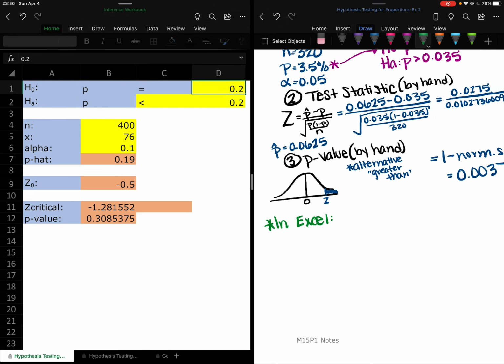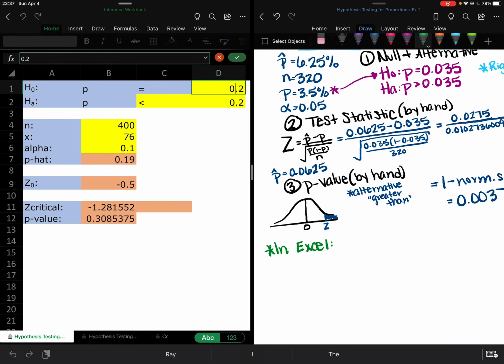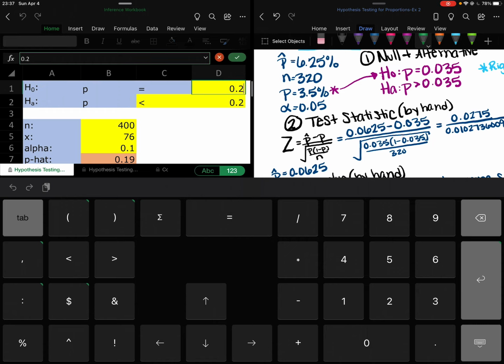My keyboard keeps turning off. There we go. Okay. So H0 equals 0.035. Why isn't it typing? Hang on. I'm sorry. Don't do this to me. Okay. Maybe I can get this to work here.